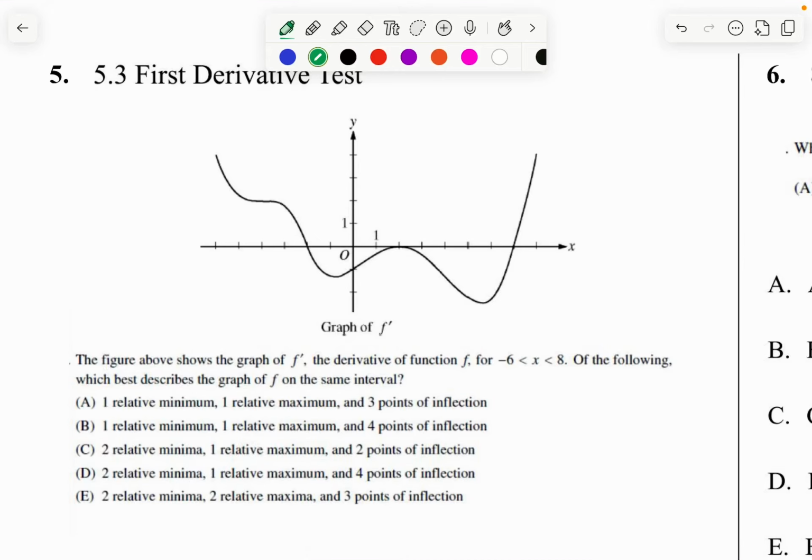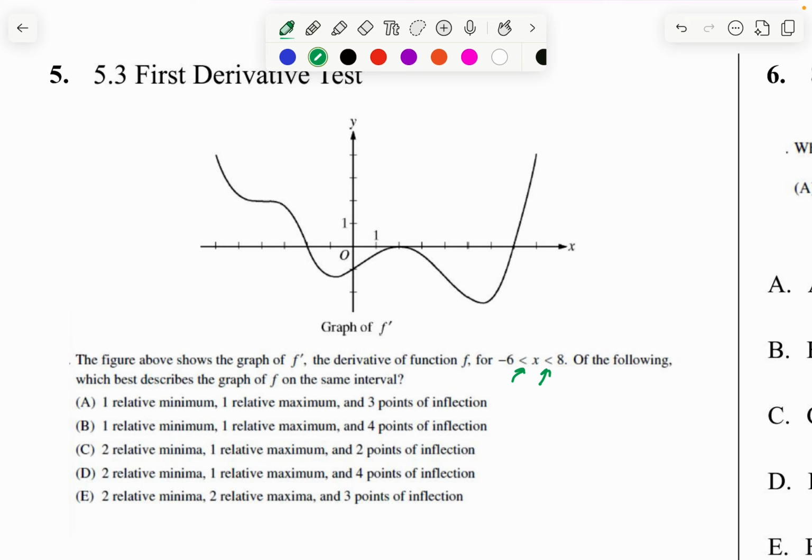Okay, this says the figure above shows the graph of f prime, the derivative of function f from -6 to 8. Which of the following best describes the graph of f on the same interval? Subtle point, notice they left out the endpoints, so we don't have to check that there's anything going on at the endpoints. The endpoints can be locations of maxes and mins, but we don't need to worry about that. So we just analyze the interior.